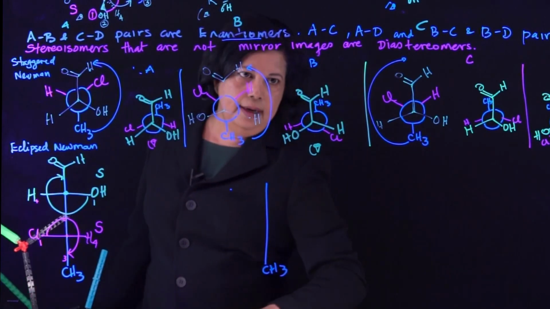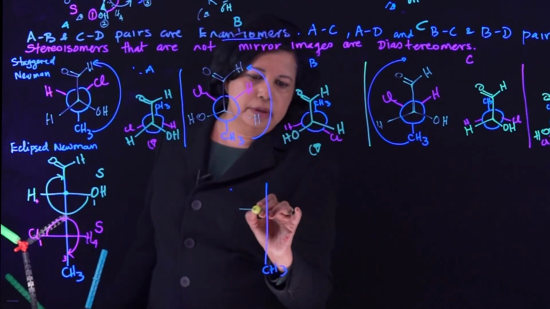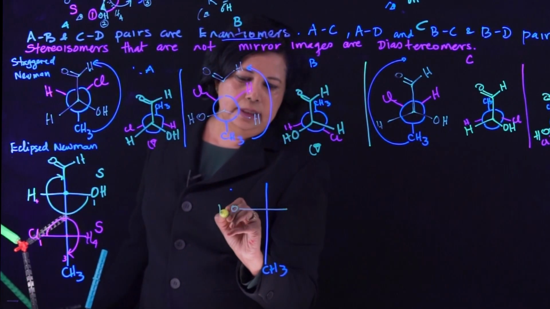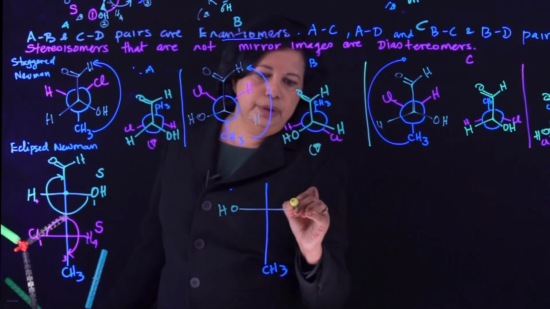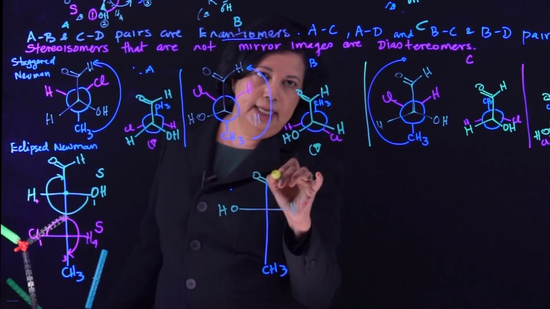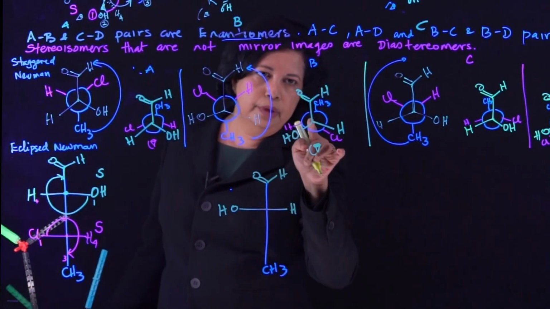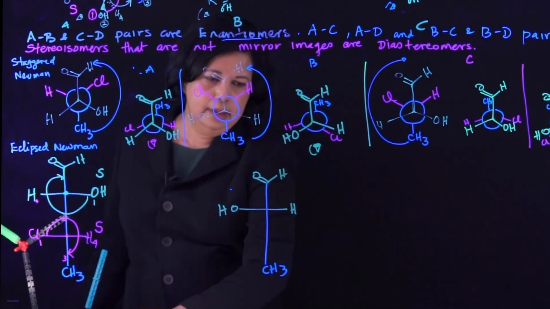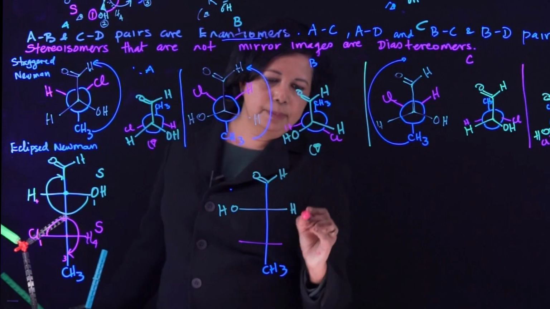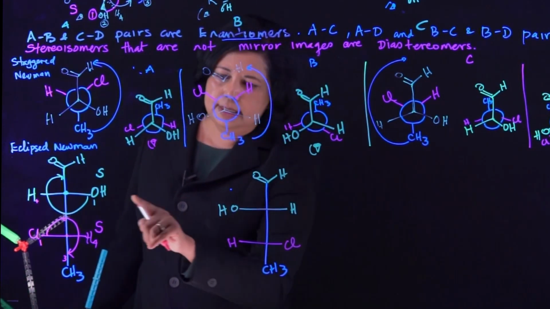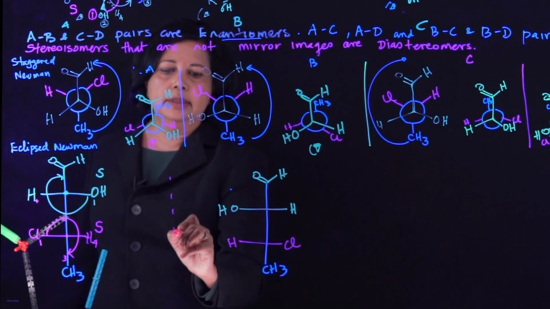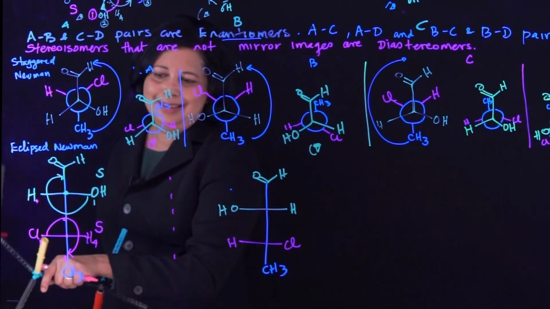CH3, and this is going to put your hydroxyl. You're seeing it on this side, and your chlorine is going to be on the opposite side, and this is your CHO on the same direction as your methyl. Your chlorine will be on the opposite side. And this is even more obvious now why these two are enantiomers.